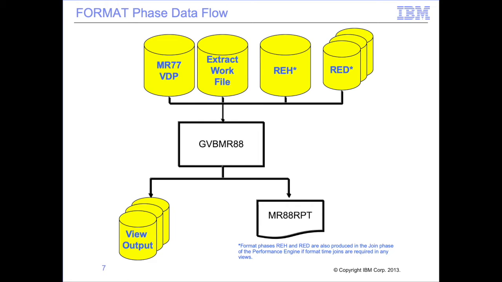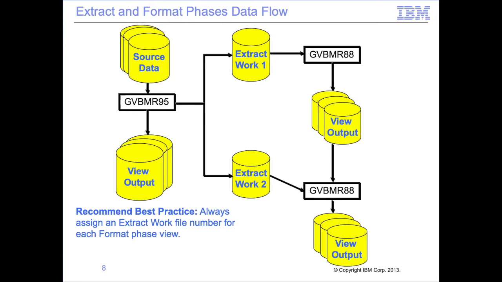MR88 reads the MR77 VDP, REH, and RED files created by earlier steps, along with the assigned extract work file. It then sorts, summarizes, and formats the data, producing one or more view output files. Multiple format phase processes can be run simultaneously, each processing one or more aggregation views.